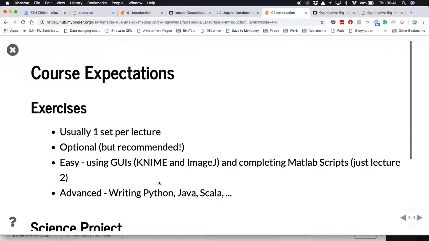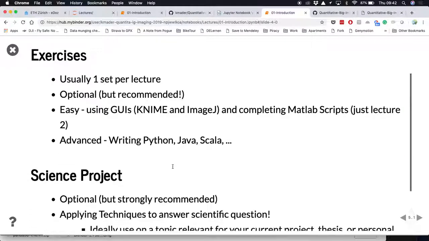And the easy ones will be using GUIs, so KNIME and ImageJ, connecting the right components together, sometimes completing scripts. Actually, we fixed that lecture now, so it's all Python based. And then the more advanced ones will be writing more of your own code to solve more complicated problems. But really the emphasis is strongly on how you apply these different concepts together.